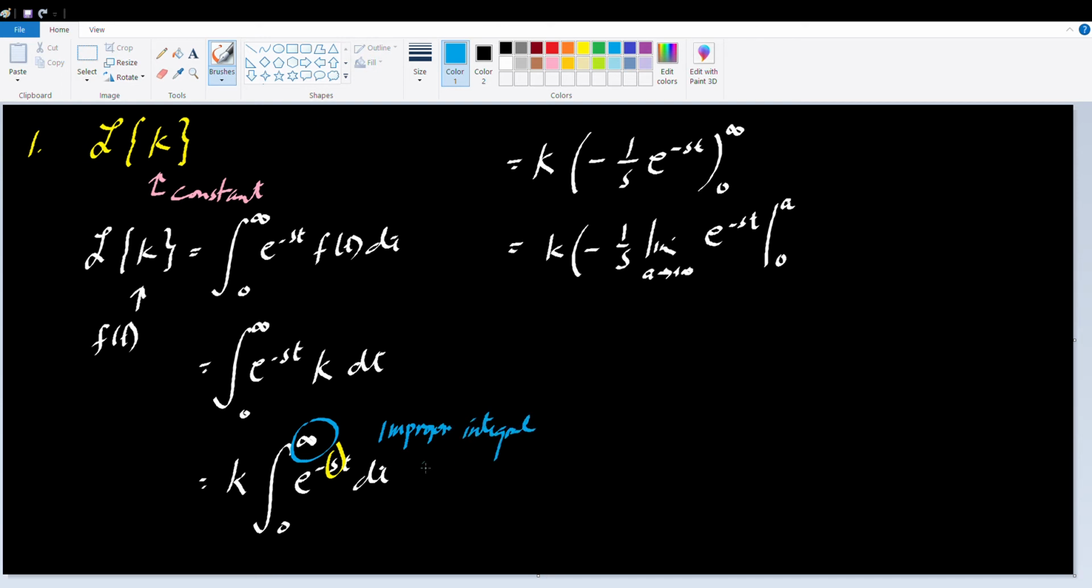So the right way of writing the integral is to integrate e to the negative st dt and replacing the upper limit by some variable a and let a increase without bound. But from here on, we will drop the limit symbol, no? And we can just write the limit as 0 and positive infinity. So continuing, we have negative k over s, then e to the negative st from 0 to infinity.